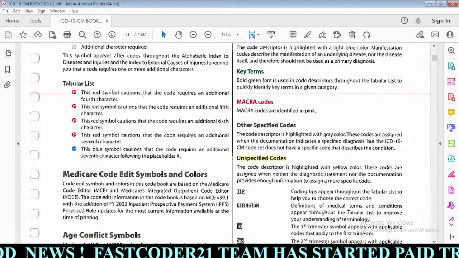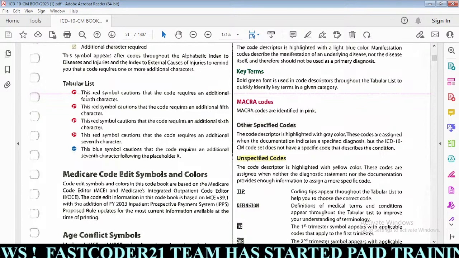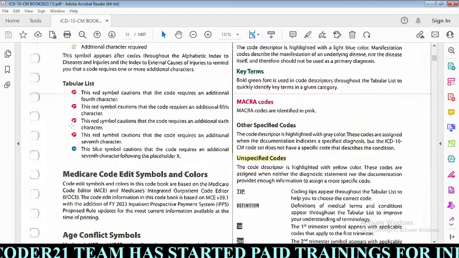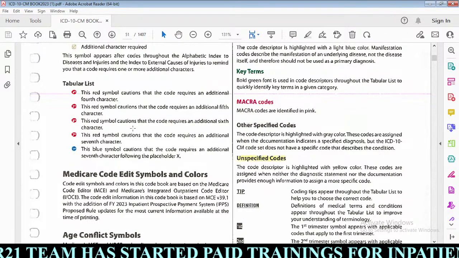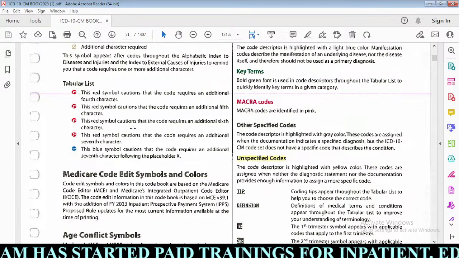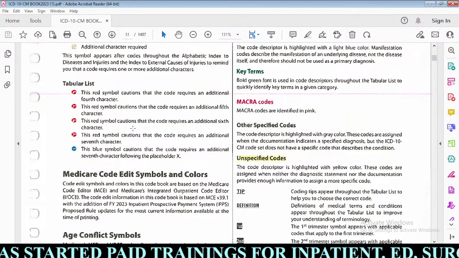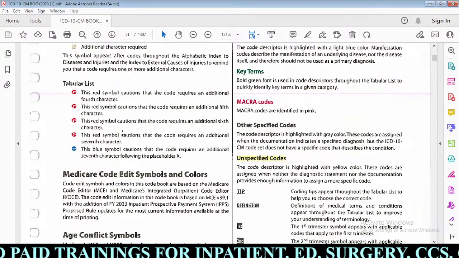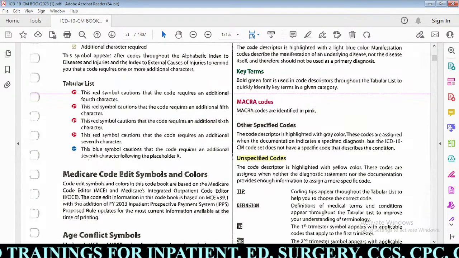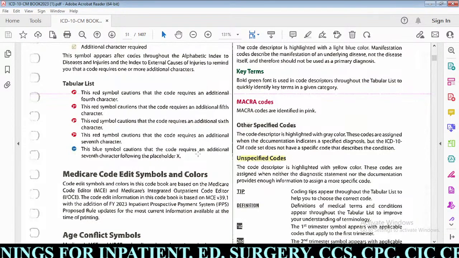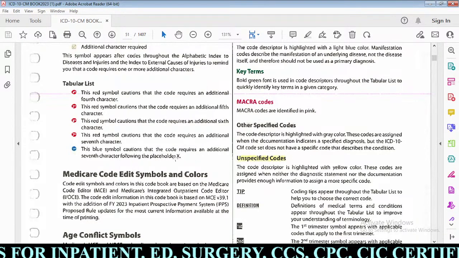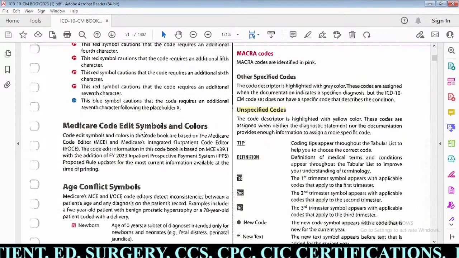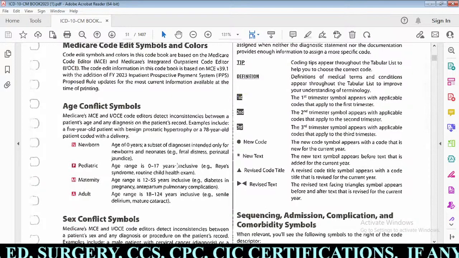See here, this red symbol cautions the code requires additional fourth characters. Here they have mentioned 4, 5, 6, and here a seventh character. So we need to check the code. If you get any code in the exam, you need to open your book and check whether you need to code any additional code or not. And this blue symbol cautions that the code requires an additional seventh character following placeholder X. These are Medicare code edit symbols and colors.